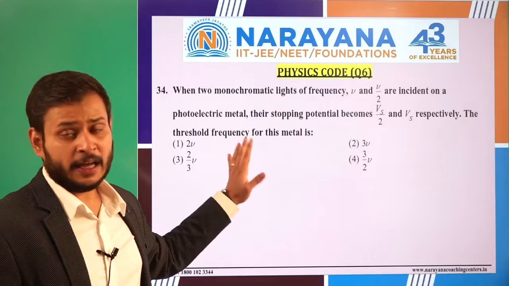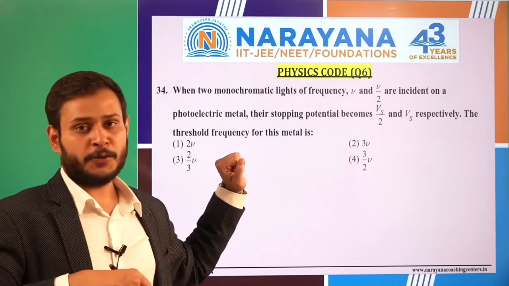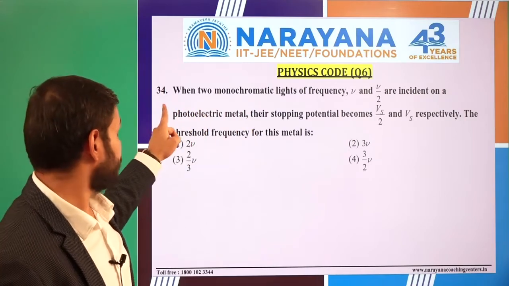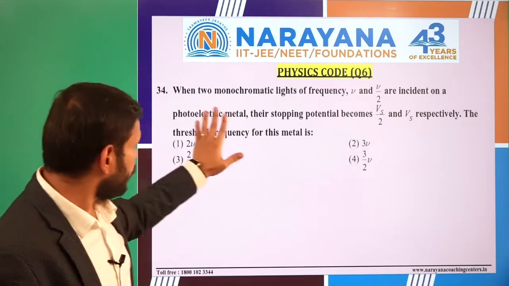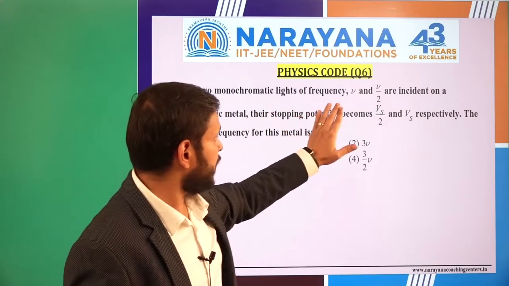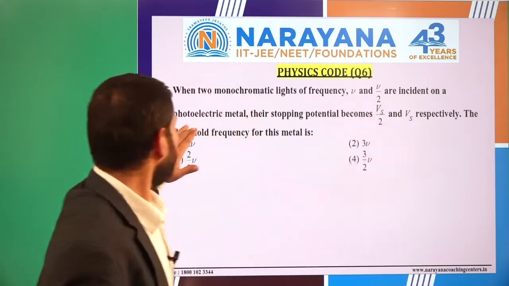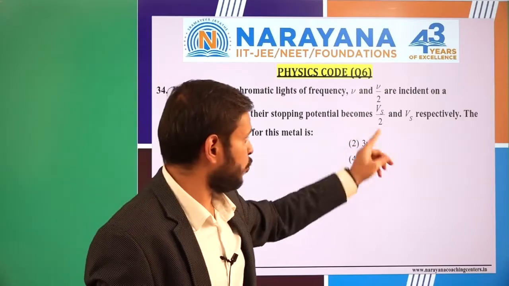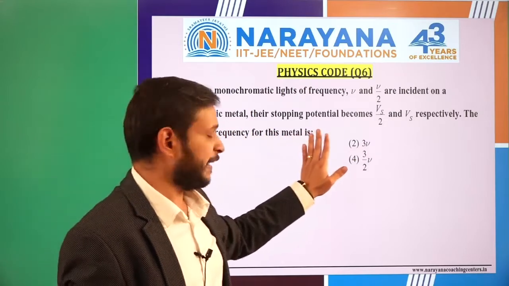This question is again from modern physics. We have seen earlier from the Bohr's atomic model as well. Now we are seeing for the modern physics first and specifically from the topic photoelectric effect. When two monochromatic lights of frequency V and V by 2 are incident on a photoelectric metal, their stopping potential becomes Vs by 2 and Vs respectively. The threshold frequency of this metal is.